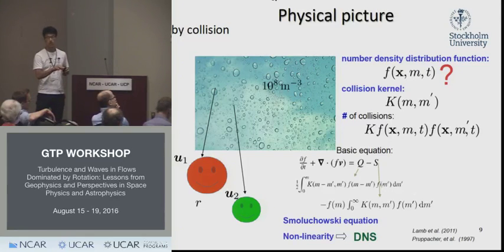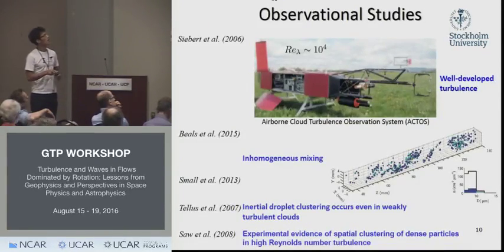So you see from here, the Smoluchowski equation is basically a nonlinear equation, and that's why we use direct numerical simulation to solve these collision problems in turbulence. And here are some observational studies. The first one I showed, this airborne cloud turbulence observation system, shows that the Taylor microscale Reynolds number in the clouds is about 10 to 4, which means that the turbulence is well developed in the clouds.